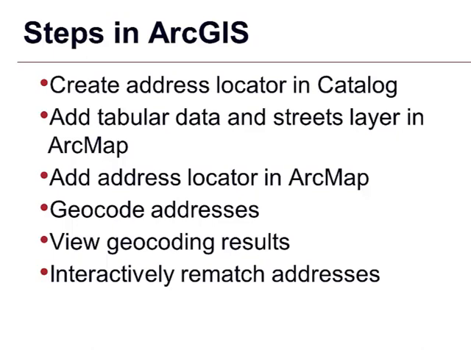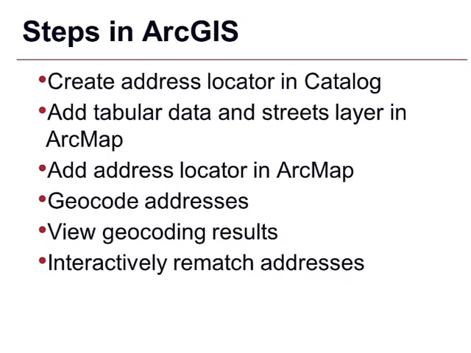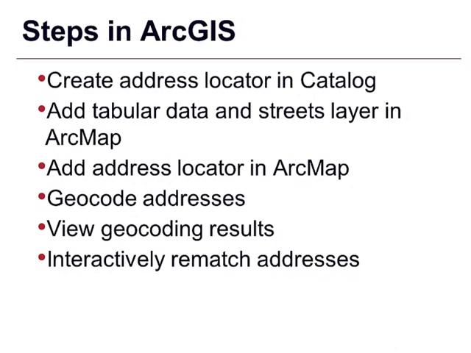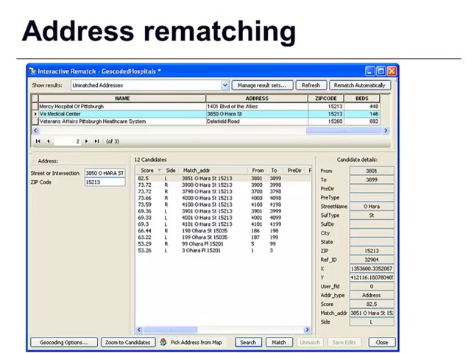So you'll geocode your addresses, and you probably won't get 100% geocoding results. So you may have to go in and start to look at which ones matched and which ones didn't. And there is a nice process for interactively rematching addresses, and there's a window that will pop up, and you can sort by addresses that did or did not geocode, and then you would want to then figure out why those did or did not.